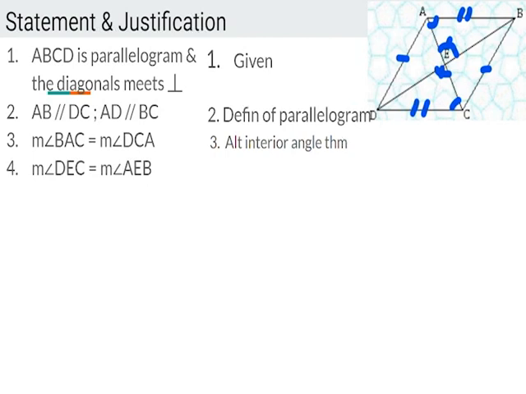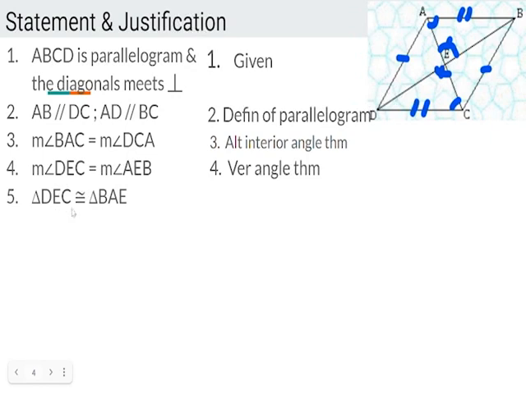Step 4, measure of angle DEC is equal to measure of angle AEB. So we have our DEC and AEB. Why is that? Take a couple seconds to think about it. I'm assuming you already did, so let's go with that. It's based on the vertical angles theorem, because both angles are at the exact same point, which is this point E.